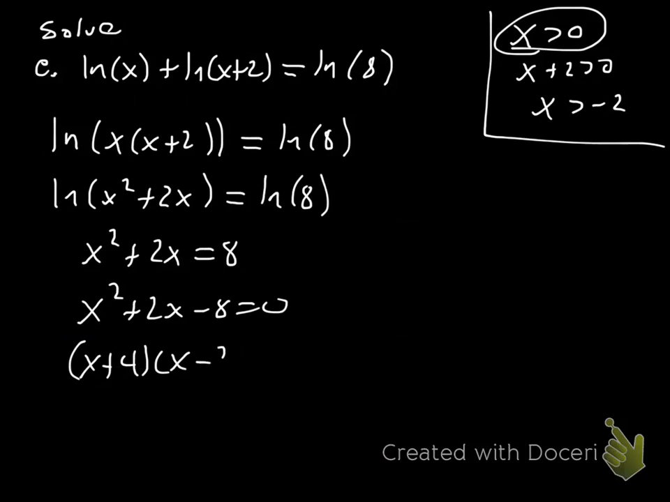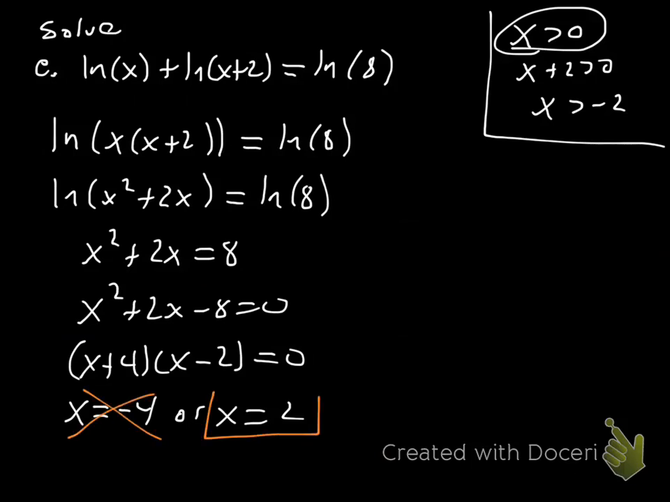And I'll get two solutions. X equals negative 4, or x is 2. Now we need to go back and check our restrictions. X had to be positive. Greater than 0 means it's positive, so that means we're not going to take the negative 4, but the 2 is okay.